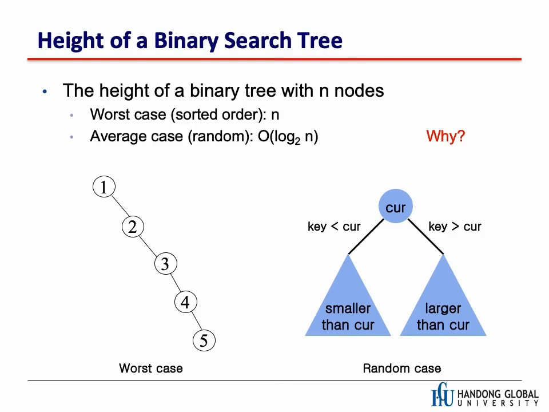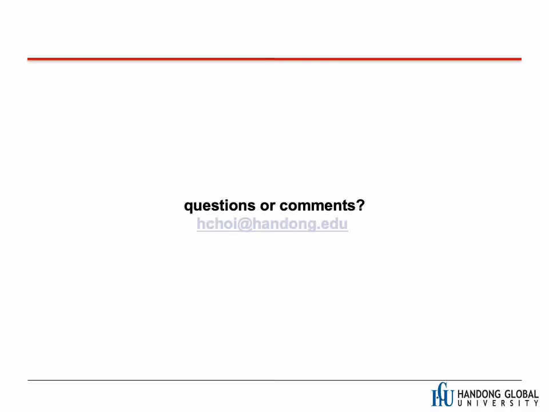Think about the search operations. That's log n, right? So balancing the binary search tree is quite an important concept. In this chapter, we didn't talk much about balancing, but we will talk about it later in another chapter. Okay, this is it. We just covered this chapter about trees. If you have any questions or comments, you know what to do.